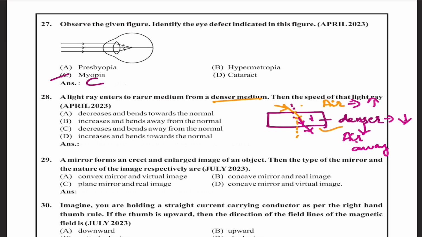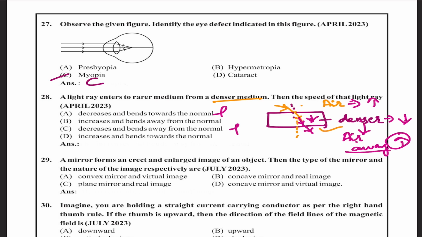So, the light ray whose speed is less in denser medium, when it travels to the rarer medium, its speed increases. So, now we have to search for the option where the speed is increased and the light ray is moving away from the normal. Will the speed decrease? As soon as we see decrease, it is deleted, and in option C it decreases, hence it is also deleted. Now check with option B.